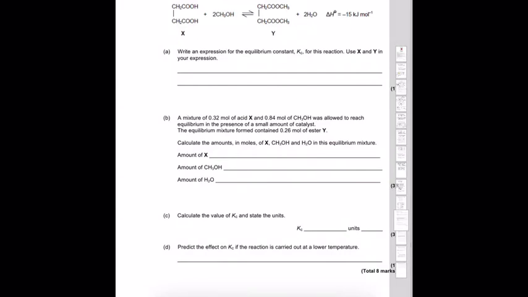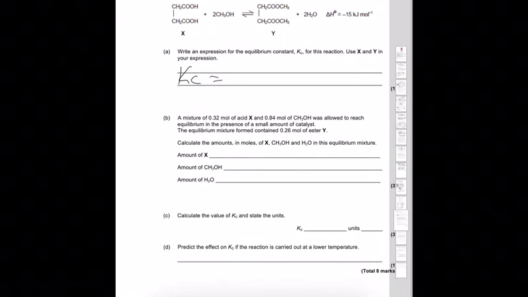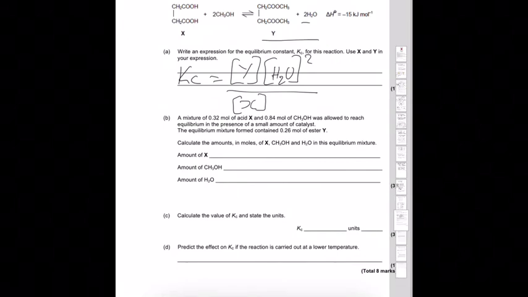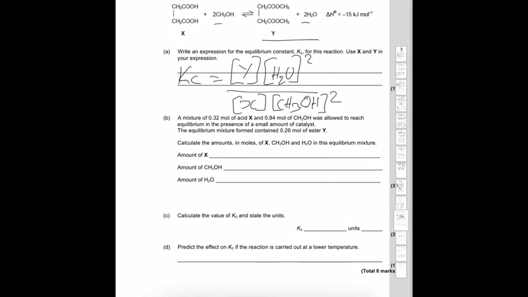Okay, next question. Write an expression for the Kc of this reaction. Kc is, remember, products over reactants. So we're just going to use Y because it makes life simple. Y, concentration of Y times by H2O concentration squared, because the stoichiometric number is 2. And the same with X, concentration of X, times by methanol concentration, which is a reactant, and that's squared because of its stoichiometric value.